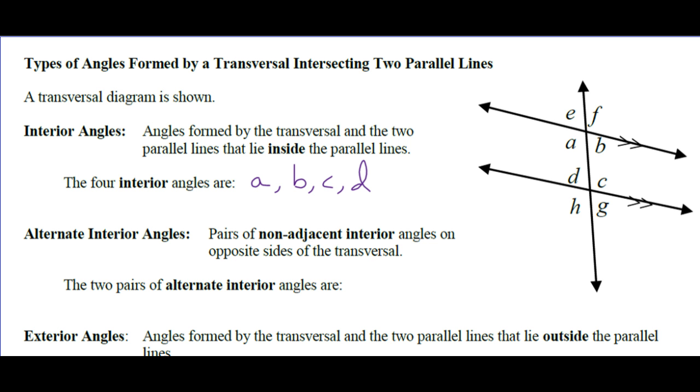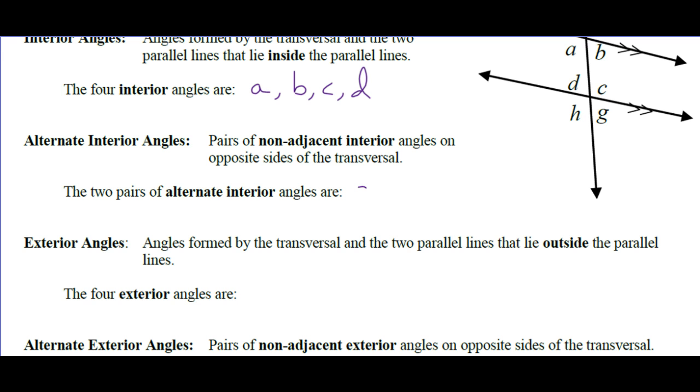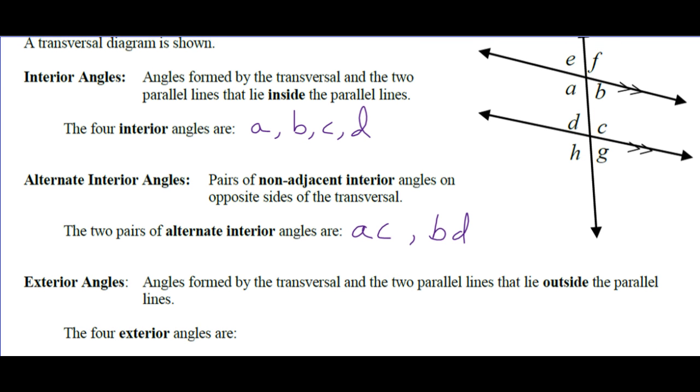There are 2 pairs of alternate interior. So interior, that implies it's going to be either A, B, C, D. So what are the non-adjacent interior angles on opposite sides? A, C, B, D. Okay? So 2 pairs of alternate interior angles, AC, BD. Non-adjacent, they're not beside each other. They're interior, so it's A, B, C, D. So A and C, right? So they are opposite sides of the transversal. This is to the left, this is to the right, this is to the right, this is to the left. They are not beside each other.